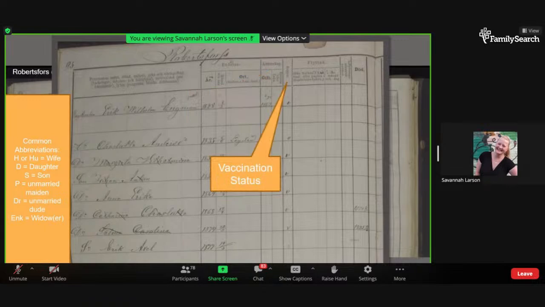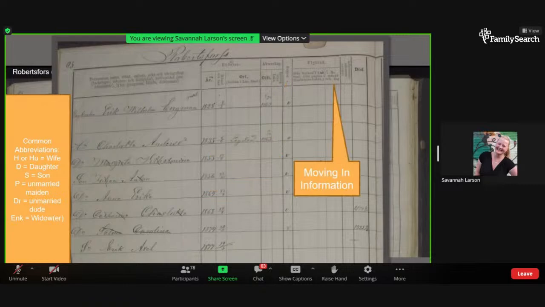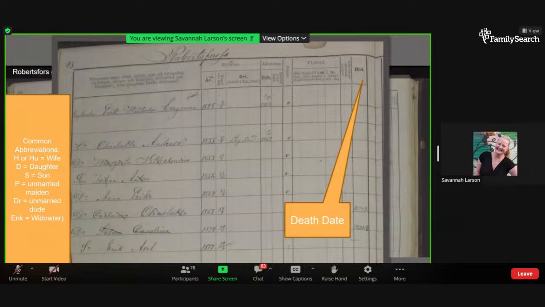You've got their vaccination status. This is vaccination for smallpox. And so if you see a V next to it, it just means they're vaccinated. Then you've got moving in information. So if they moved in from a different parish, then that information will show there. And then the last column here is death date. So this record is very rich and gives you a lot of information about the family.